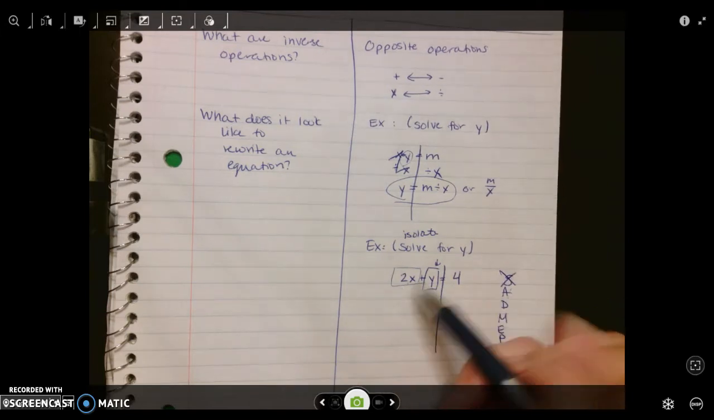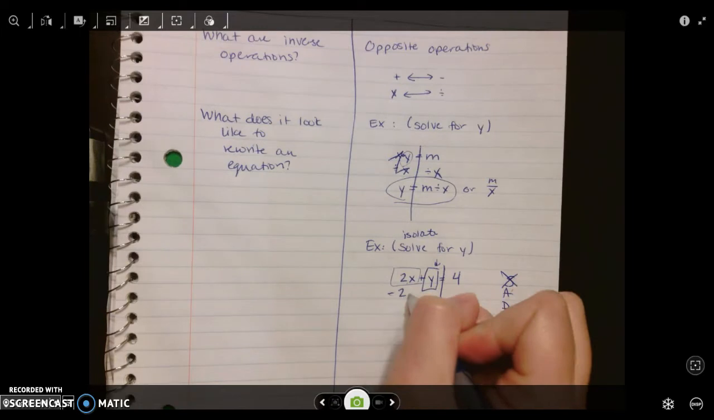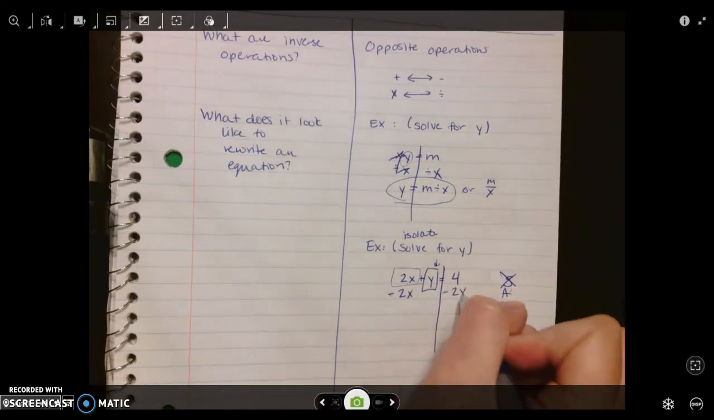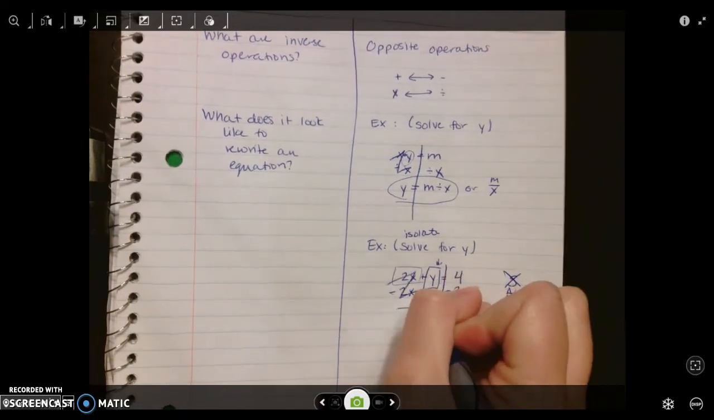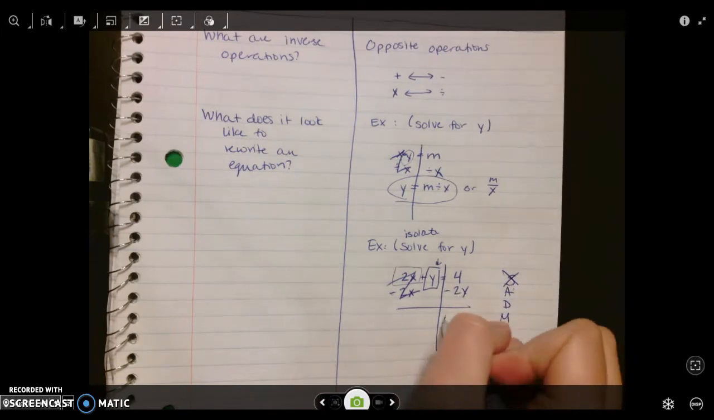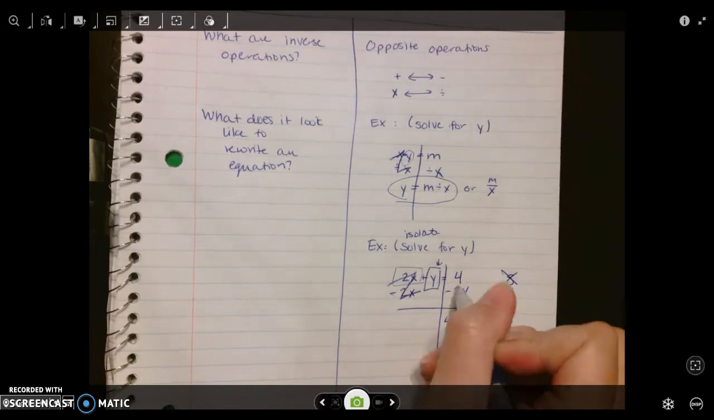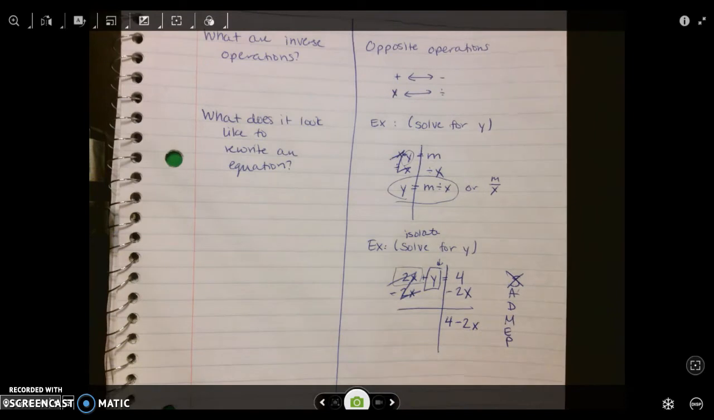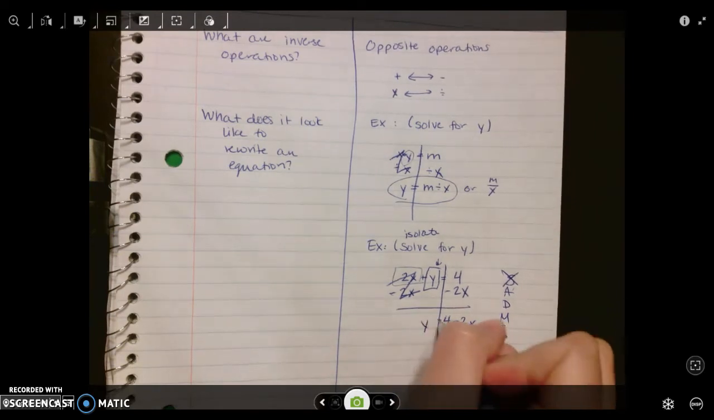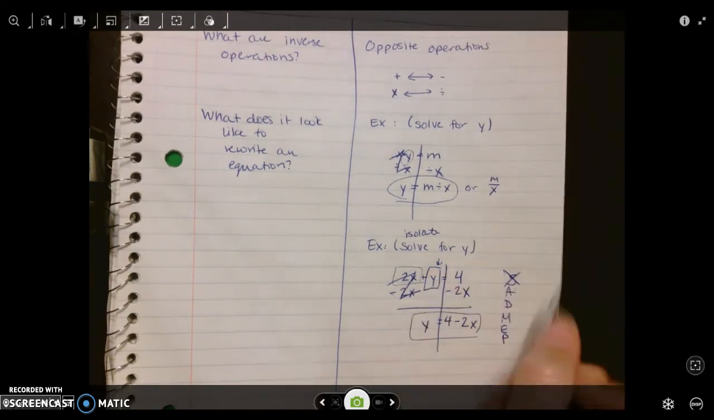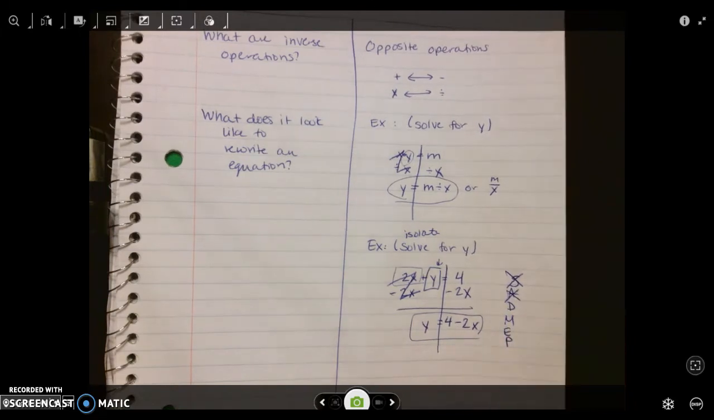So right now it's a positive 2x. The opposite would be a minus 2x. Minus 2x. This zeroes out. And then I have 4 minus 2x. I can't put those together because they do not have the same last name. And then I'm left with y on this side, and I have solved or isolated y. And so I don't have to worry about doing any type of division or multiplication.